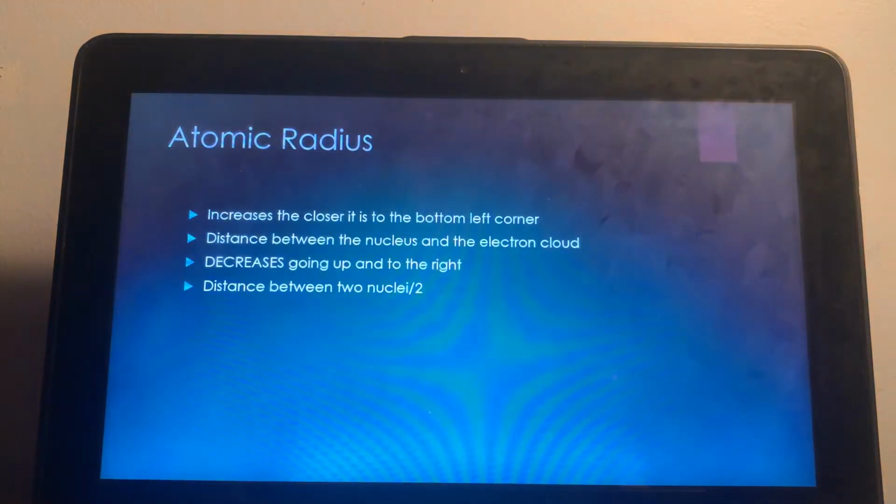Now, the first one is the atomic radius. This is the distance between the nucleus and the electron cloud. This is partially the cause of the other periodic trends. As we saw, this is the only one out of the four that decreases going up and to the right. And it increases the closer it is to the bottom left corner. Now, you're probably not going to have to calculate this, but if you have to calculate the atomic radius, if you take two atoms of the same element, and you measure the distance between the two nuclei, you just divide that by 2, and you get the atomic radius.